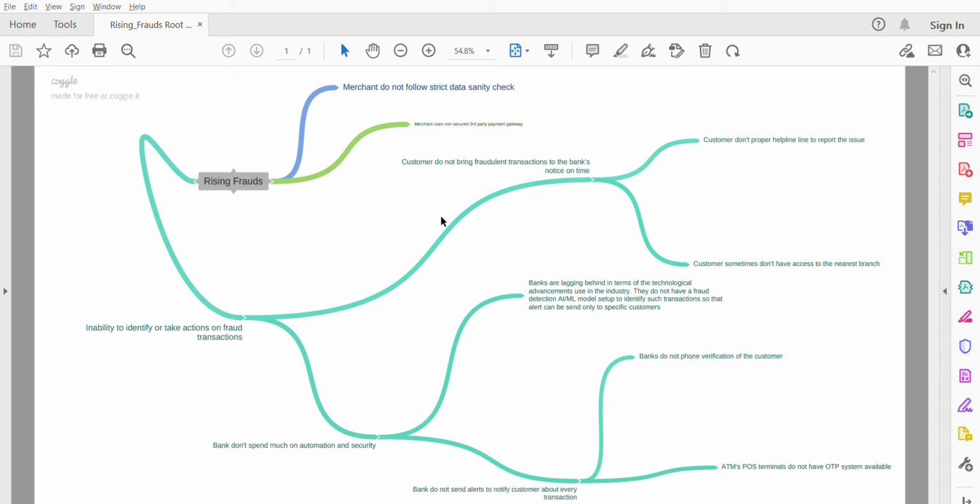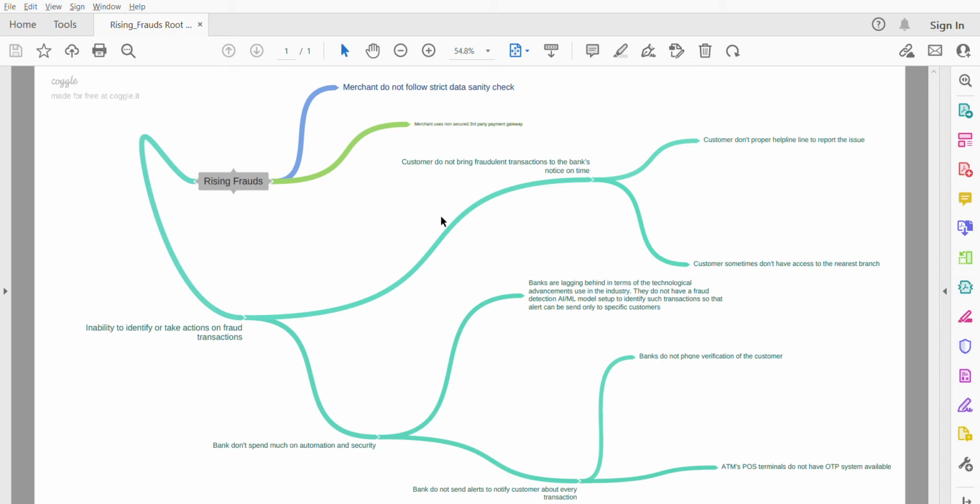Okay, so let's start with the rising fraud root cause analysis. So in this, as you can see from the graph or picture, that I've shown different aspects due to which the fraud cases are rising. So the first reason is basically merchants do not follow strict sanity checks, and also they use non-secured payment gateways that are third parties. And also sometimes we fail to identify fraud transactions so that we can take action against those transactions.